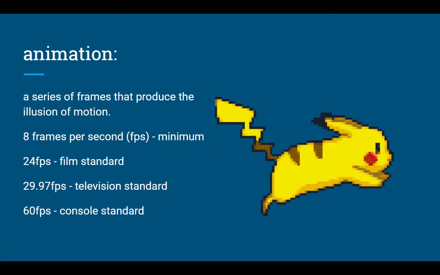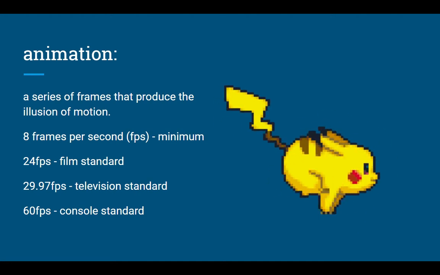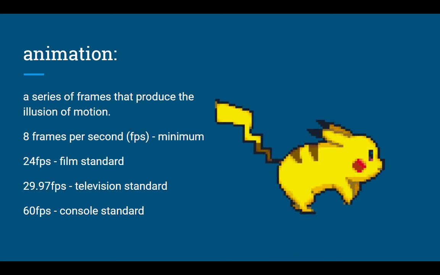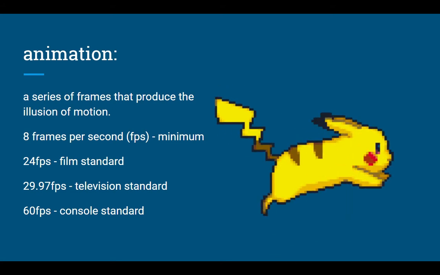And here we have Pikachu going at about 8 frames per second, showing that your eyes get the impression that this thing is actually running. It's also showing that we've got a transparent background as well. Thank you, Pikachu.